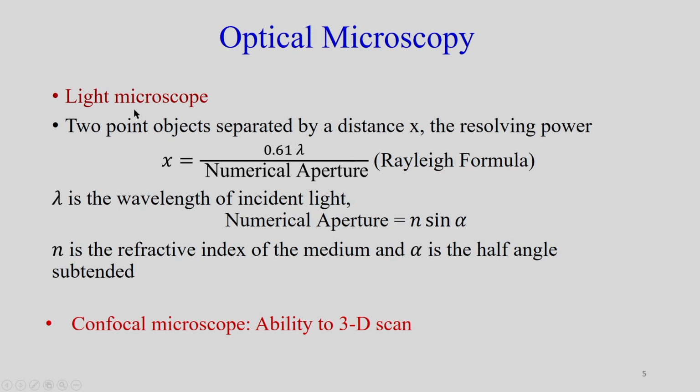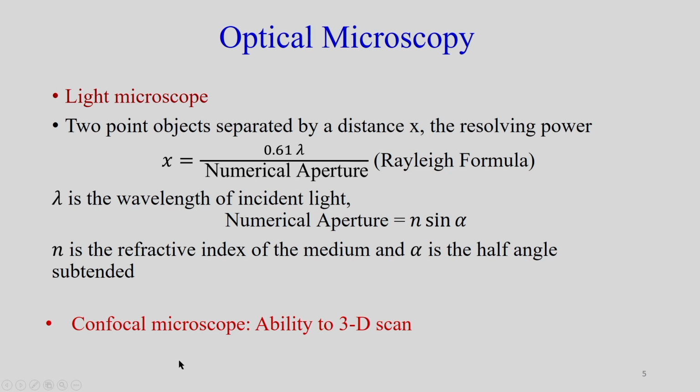In case of optical microscopy, this is also known as the light microscope. We calculate the resolving power as 0.61 lambda, where lambda is the wavelength of incident light, divided by the numerical aperture. And numerical aperture is defined as n into sin alpha, where n is the refractive index of the medium, and alpha is the half angle subtended. In this way we calculate the resolving power. Basically, if we are using visible light, the resolution is proportional to the lambda of the incident light. Particularly for the light microscope we are using visible light.